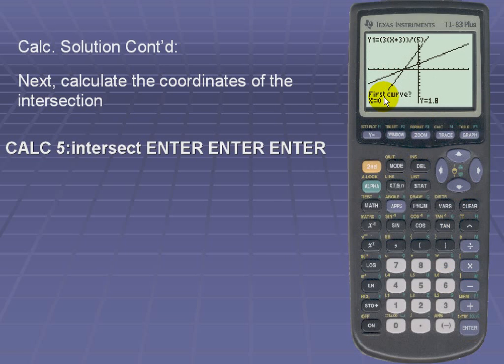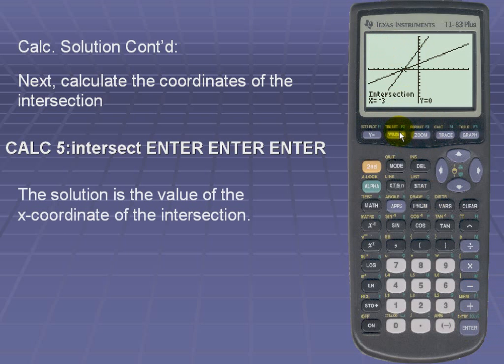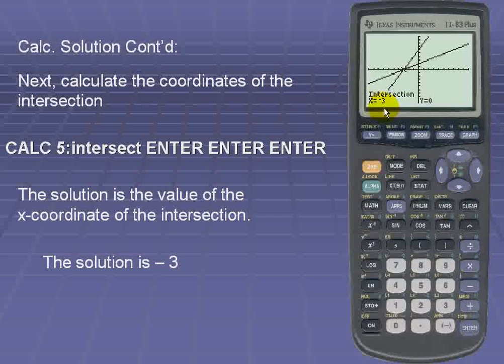Notice that the calculator asks for a first curve, and it puts the cursor on the y1 equation. I'm simply going to press enter. Notice it asks for a second curve, and it places the cursor on my second equation, my y2 equation. I'm simply going to press enter. For guess, I simply hit enter. The solution is the value of the x coordinate. Therefore, our solution is -3.